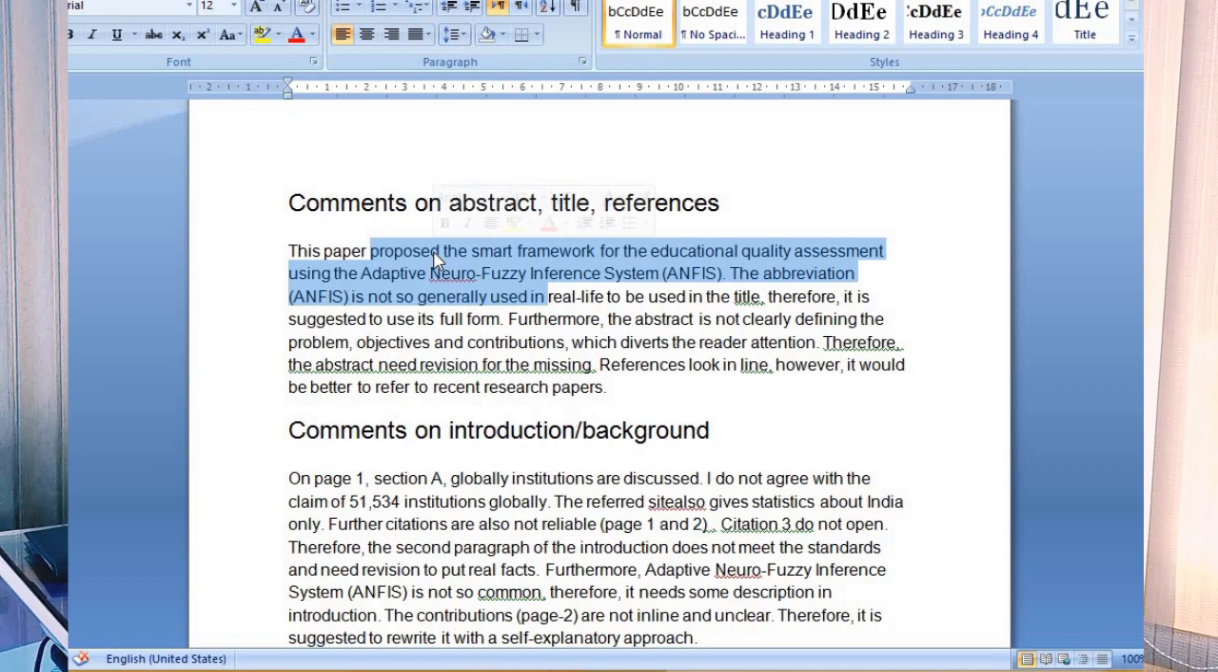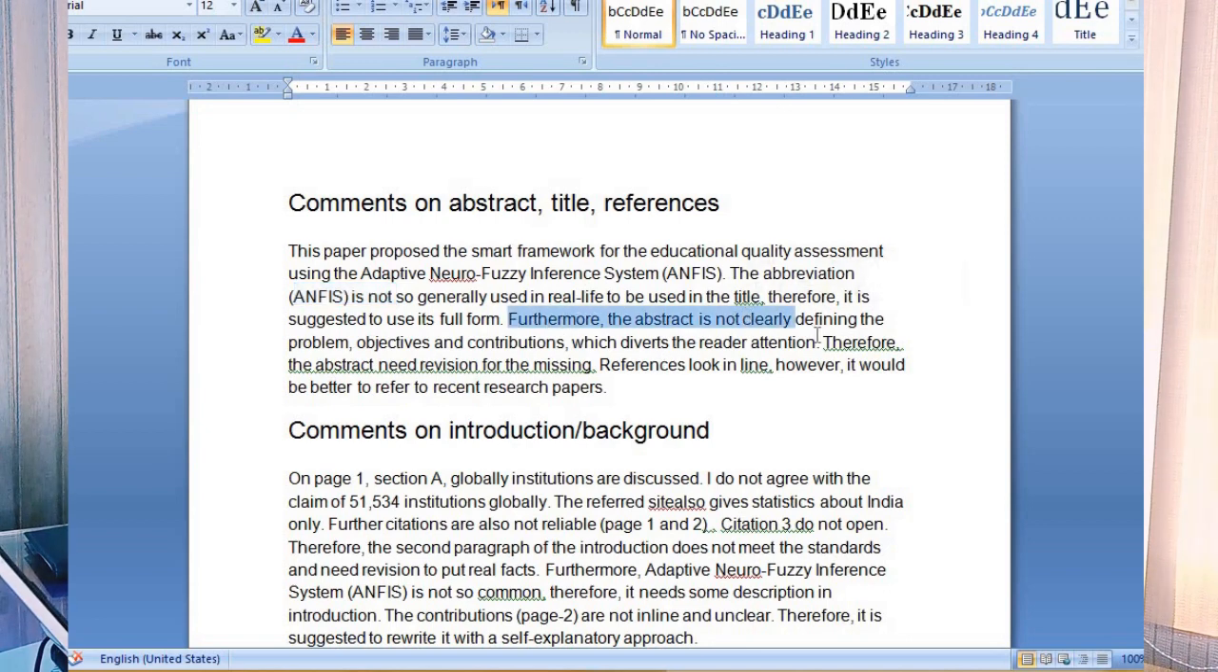And after that you have to go on to what are the limitations, what are the issues, what are the typos, what are the grammar issues in the paper. After writing that, I wrote about abbreviations, because in the first paragraph you have to write about the abstract, title and references. So I wrote that the abbreviation used in the title is not clear.